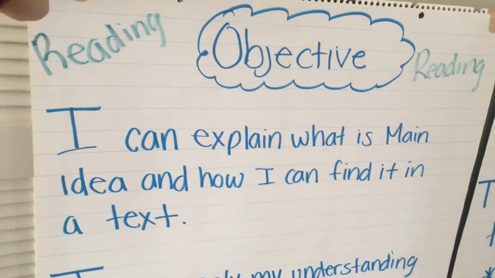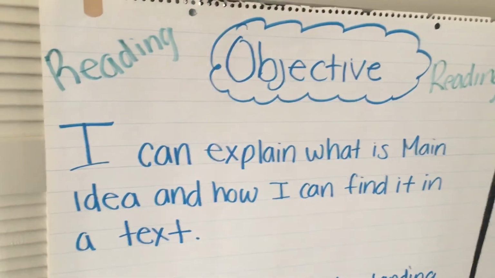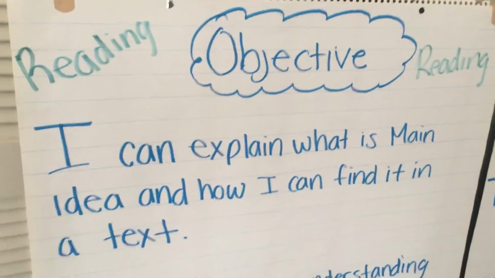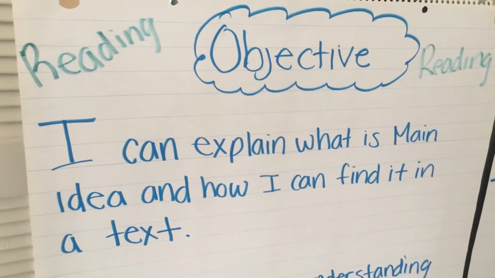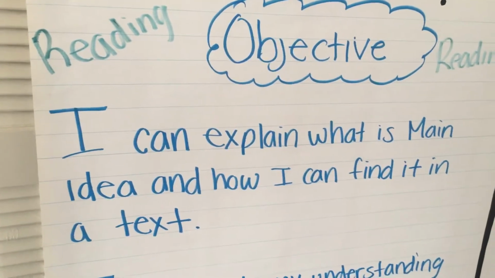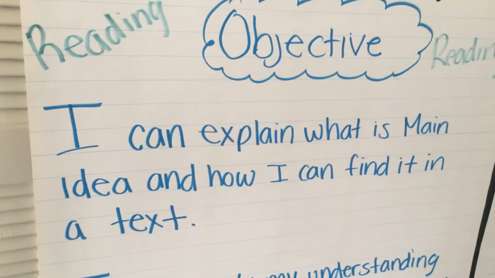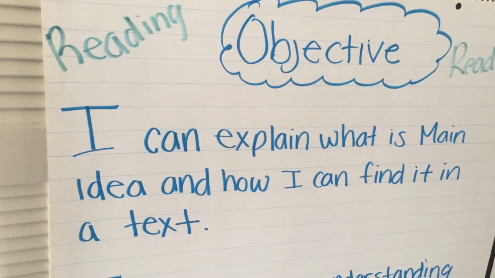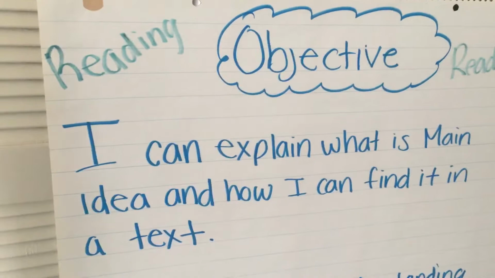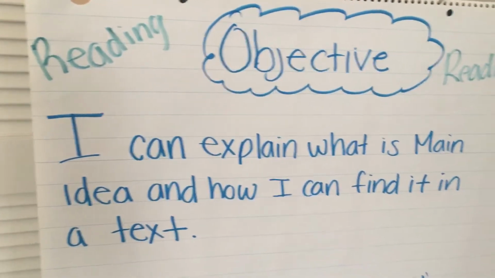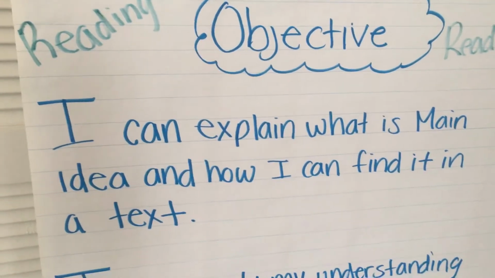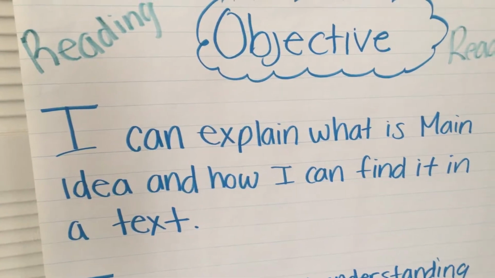Good morning, everyone. We're going to get started with our objective for reading today. Our objective is going to be all about main idea, and it's going to teach us how to be better readers by being able to identify what we are reading is mostly about. So here we go. Read it with me, please. I can explain what is main idea and how I can find it in a text.